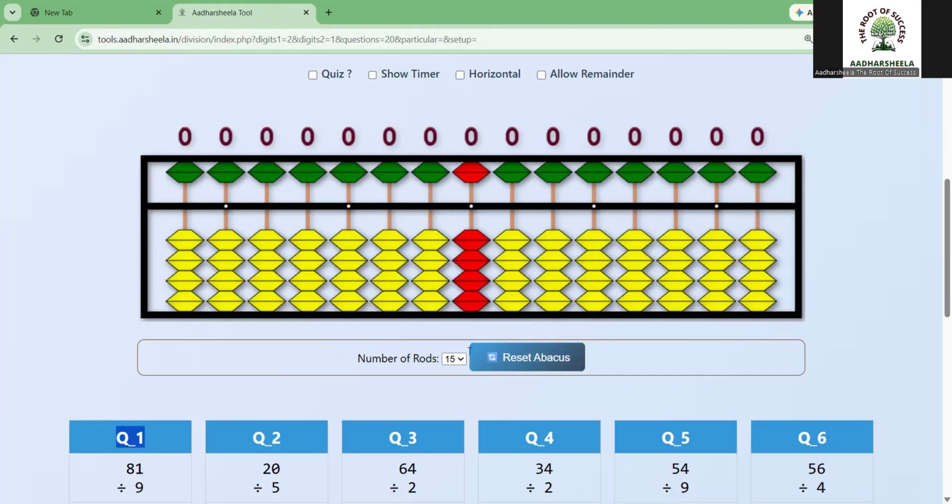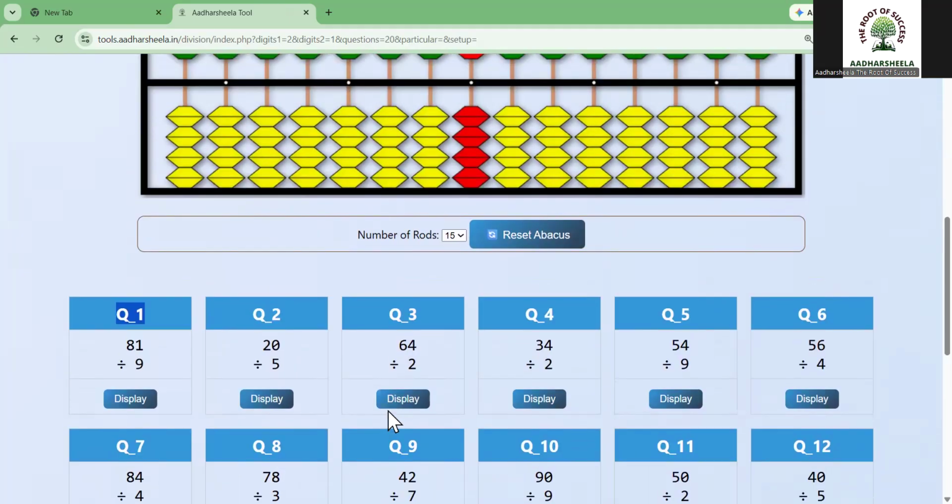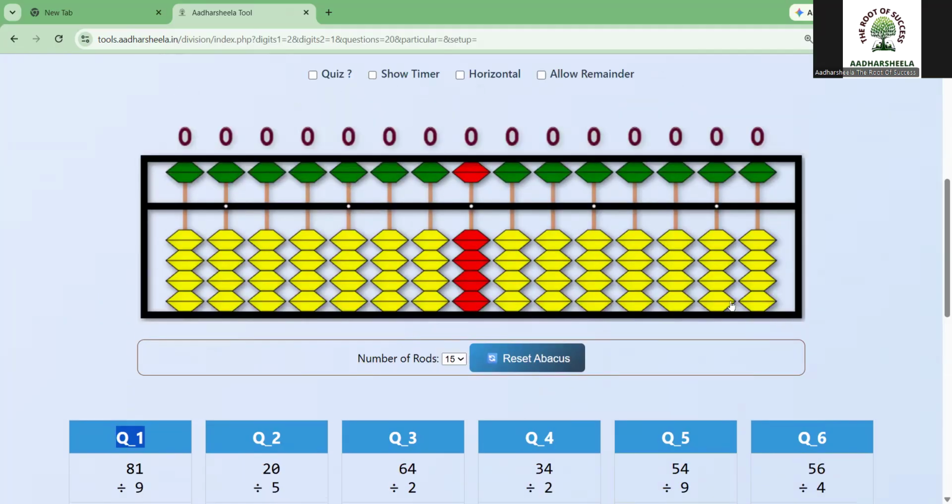Let's try one more example here. For example, 42 divided by 7. So we already know that here the first digit of the dividend is smaller than the divisor. So 42 is here. 7 sixes are 42.